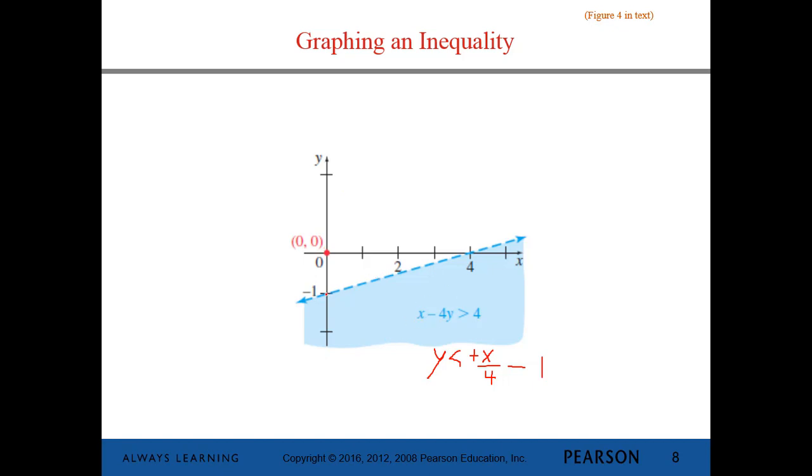Now notice here we use a dotted line for the border. Well, that's the line. If you solve y equals 1/4 x minus 1, you're going to get the line. But why is it dotted? Because it's a less than. It does not include the equal sign. So if it's a strict inequality like less than or greater than, then the border, which is represented by the line, is going to be dotted.